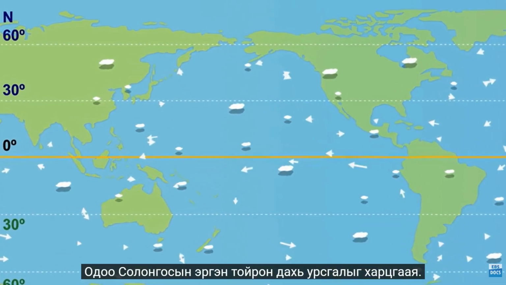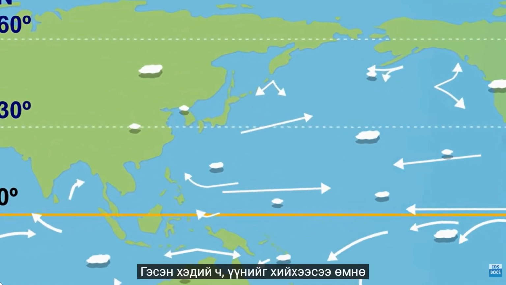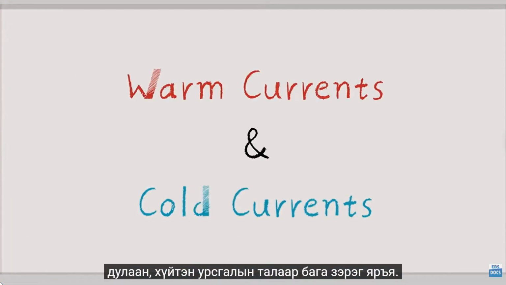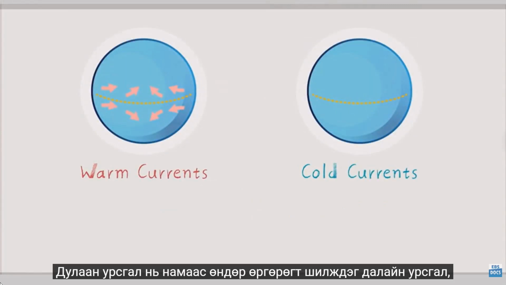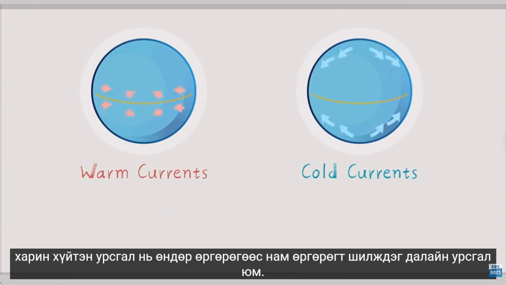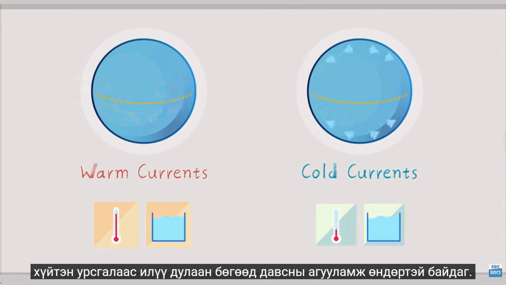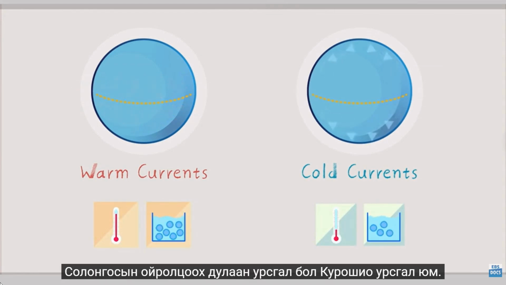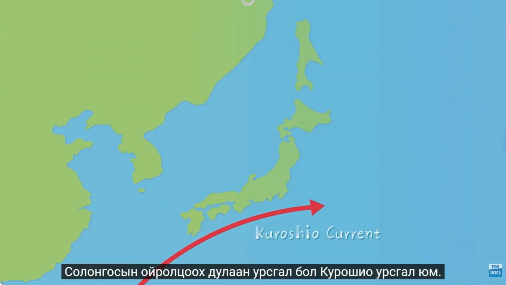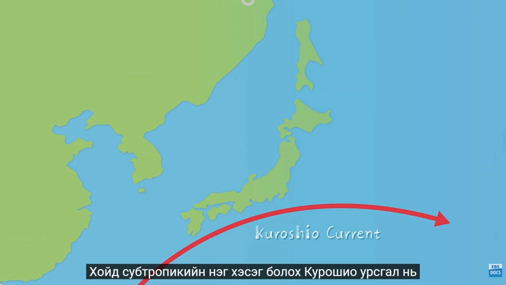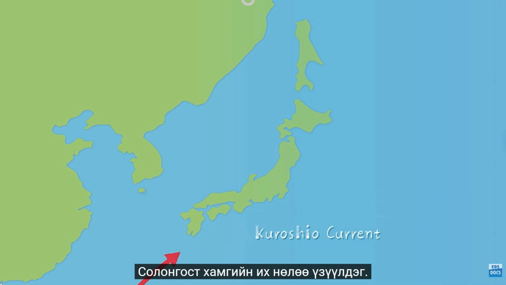Now, let's look at the currents around Korea. However, before we do, let's talk a little more about warm currents and cold currents. Warm currents are sea currents that move from low to high latitudes, while cold currents are those that move from high to low latitudes. Warm currents are warmer and have a higher salt content than cold currents. The warm current near Korea is the Kuroshio Current. The Kuroshio Current, which is part of the North Subtropical Gyre, has the biggest impact on Korea.